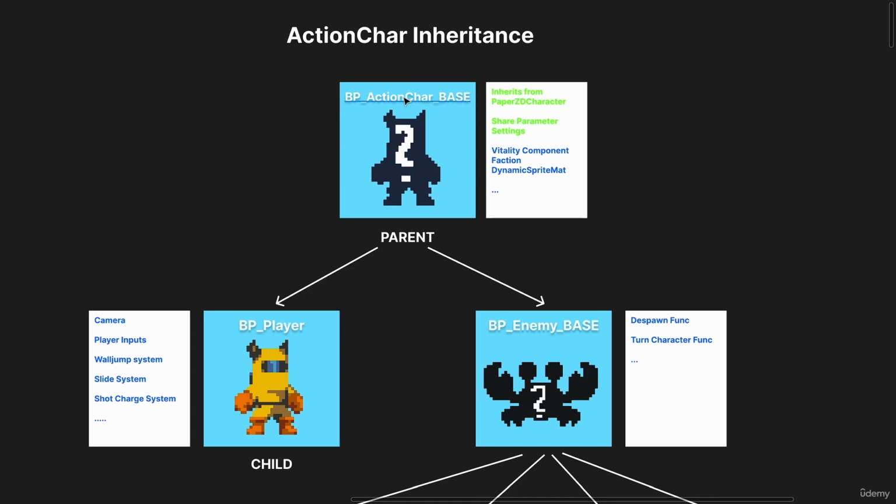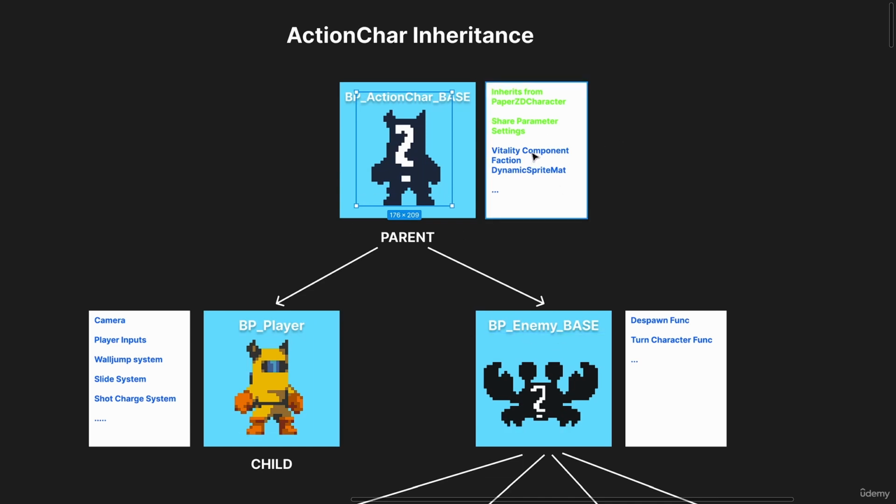Basically, what we want to have is an action character base, which we just created, that has certain properties and functions that we can then pass down to the player and to the enemy. Because there are certain things that are shared between the player and the enemies. As you can see here, we inherit from the Paper ZD character, which we used as our parent class. So this is something we want to share between all of these. We have certain parameter settings, like on the sprite. We want to have the same material settings. We want to have the same shadow settings. So this is also something we want to pass down to both the player and the enemies.